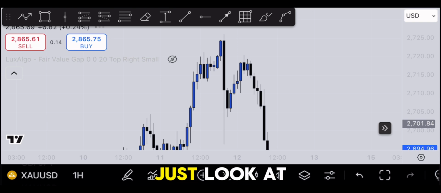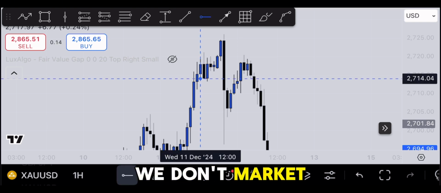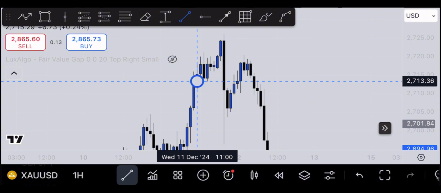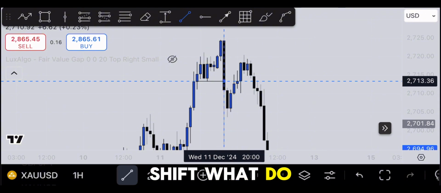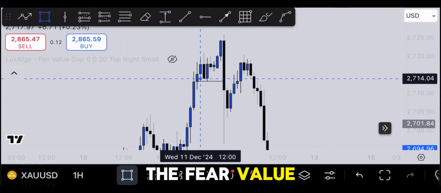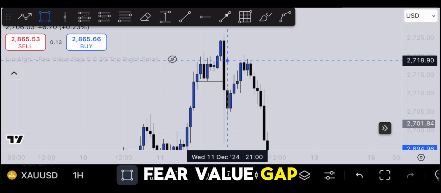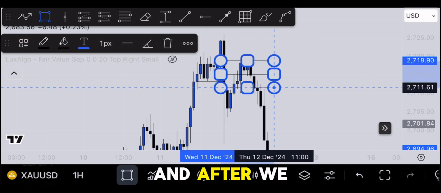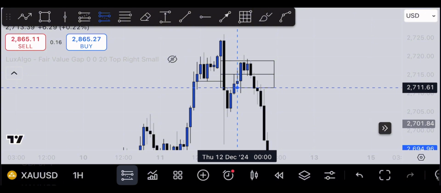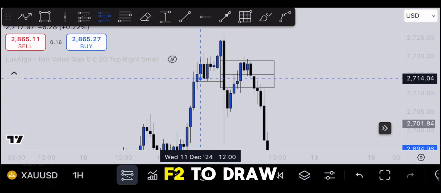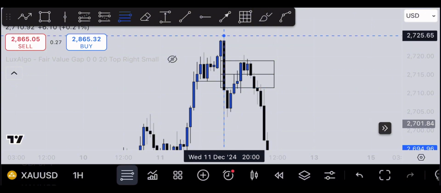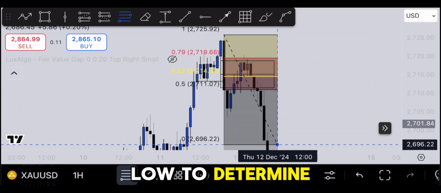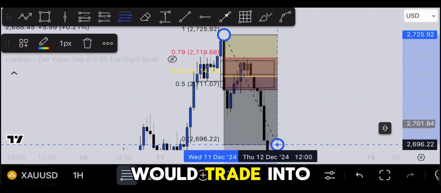So I want you guys to just look at this price action where the market structure shift right here. And after we had our market structure shift, what did we leave behind? We left behind a fair value gap. And this is the fair value gap that we're looking at right here. And after we left this fair value gap, we can now even use our Fib to draw from high to the low to determine where the market would trade into.